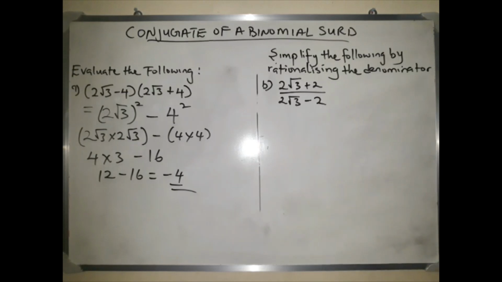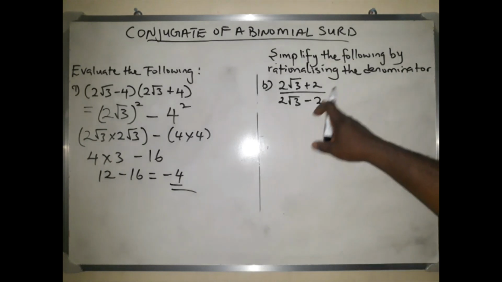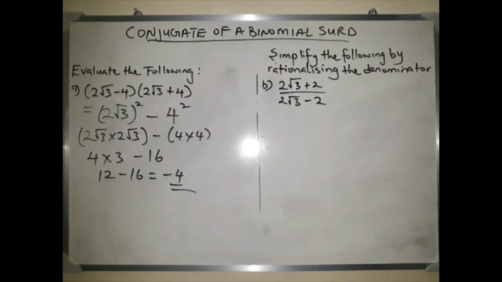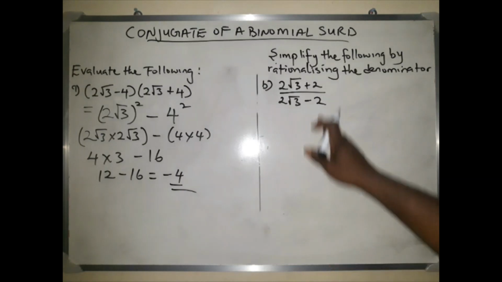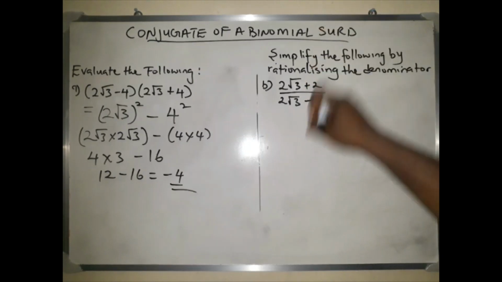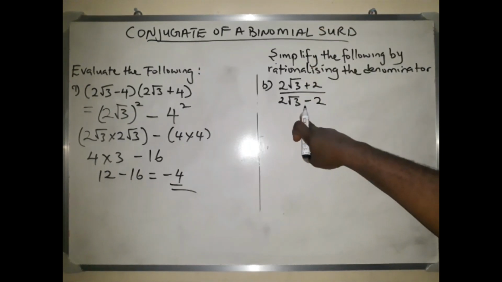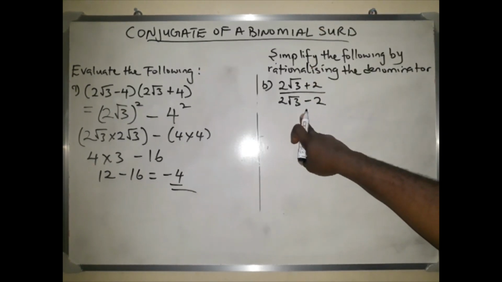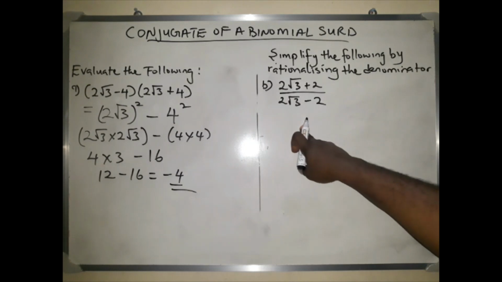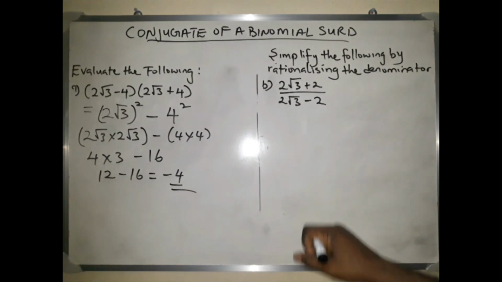Both the numerator and the denominator are binomial surds. So now in this case, what do we do? We're going to rationalize the denominator. And how do we rationalize the denominator? By multiplying both the numerator and the denominator by the conjugate of the denominator. That is how we're going to simplify this expression.